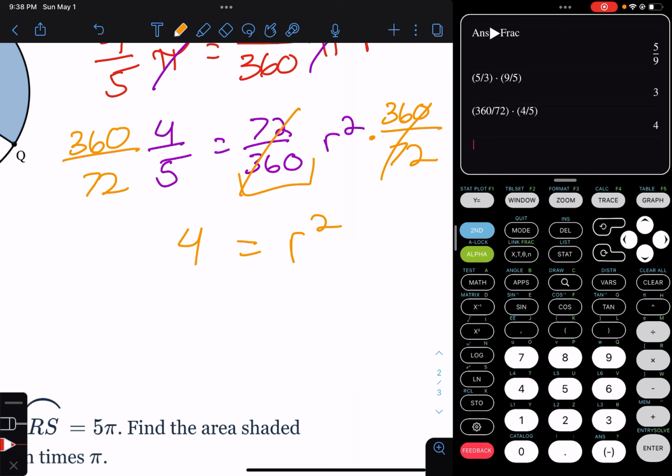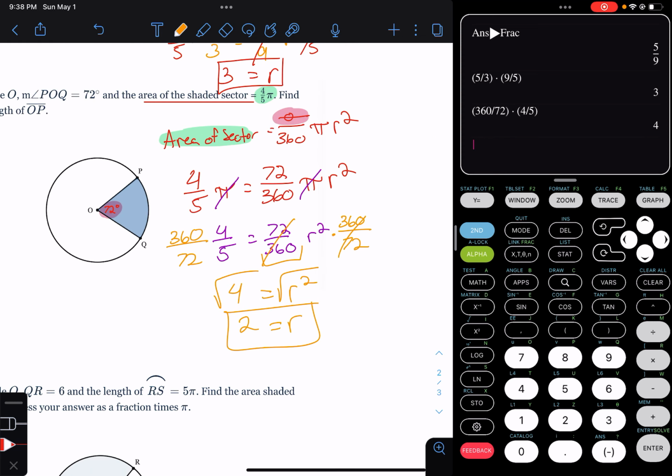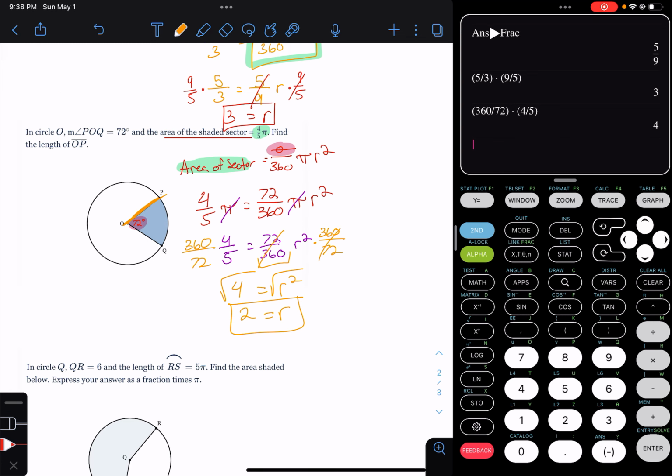Then, how do you get rid of something that's squared? You're going to take the square root of both sides. So I got that r is 2. And that would be my answer here, because again, they just asked for OP here, which is my radius. That's what I found.